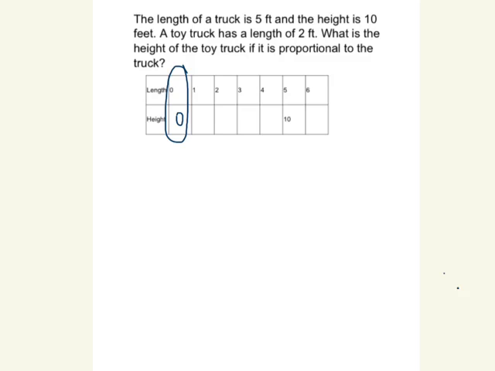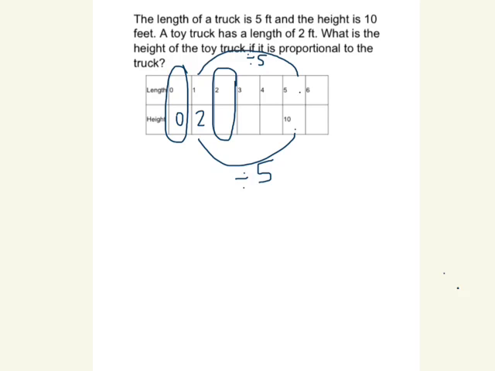So we see that the height is 10 and the length is 5. And then we want to know what is the height when the length is 2. So this is the part we want to figure out. Well, first, when the length is 5, the height is 10. So that means when the length is 1, I can divide by 5, then the height would be 2.